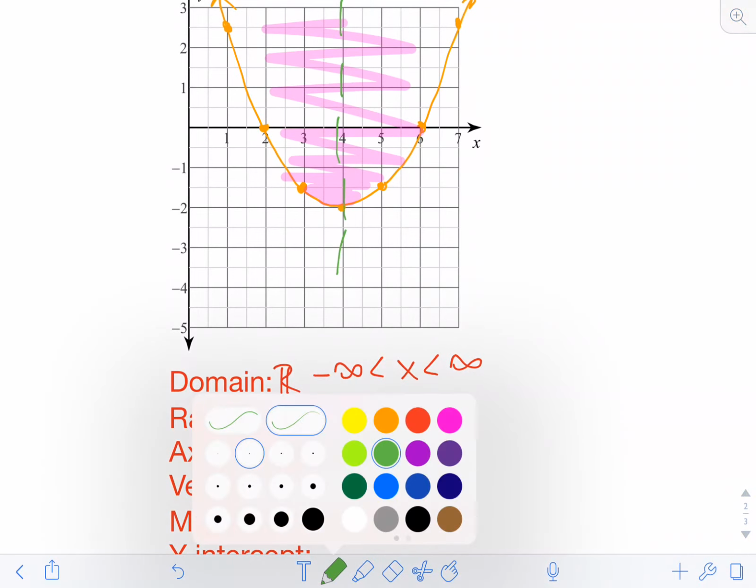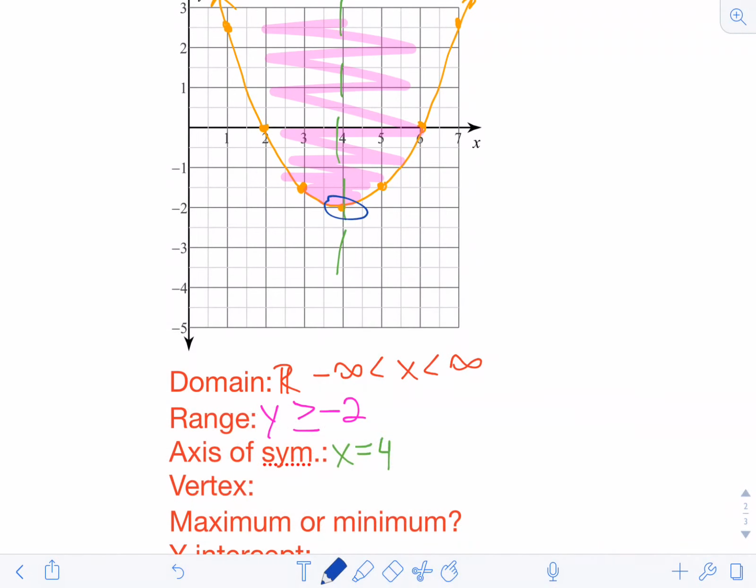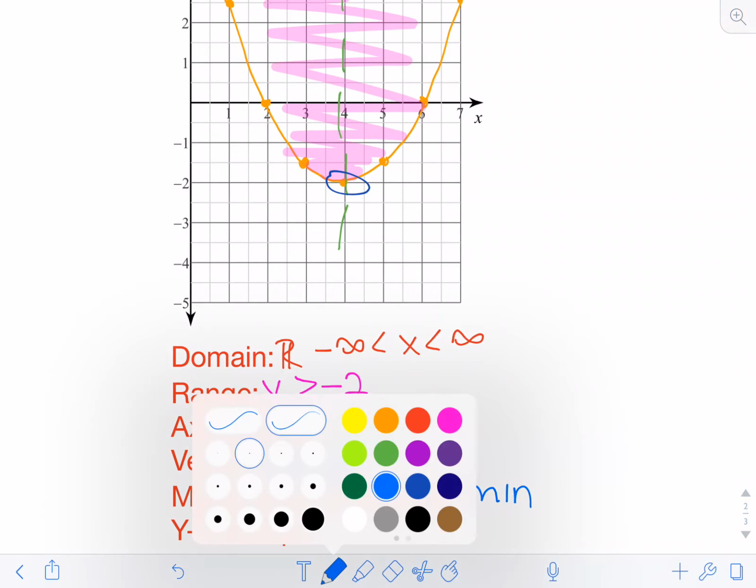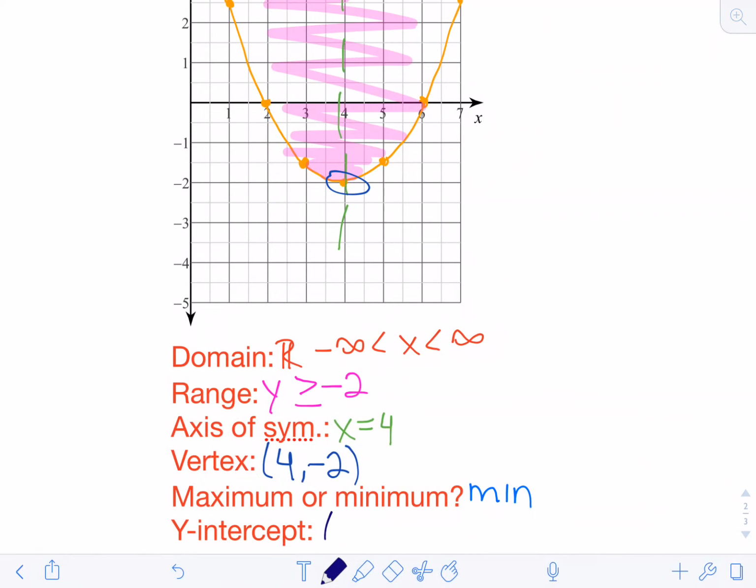Vertex is either the highest or lowest point, so here it's the lowest point, and that point's at 4, negative 2. Since I said it's the lowest point, this means that it's going to be a minimum because you cannot go any lower. And your y-intercept, my y-intercept is not on this graph. You can look at your table, and the y-intercept here would be at, my table says it's at 0, 6.